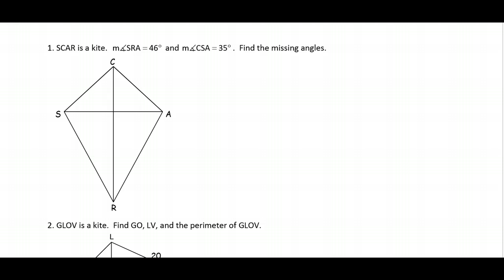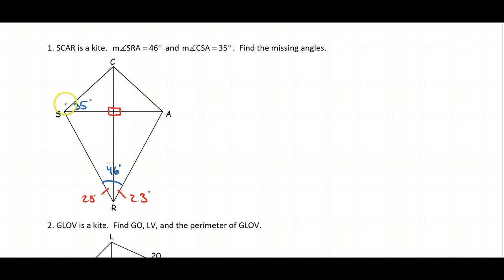So it says kite SCAR is a kite. SRA, the whole thing is 46, and CSA is 35. So that's what we're starting with. Now it says find all the missing angles. Say what? How am I going to find all those angles just based off of that little piece of information? Well, it's exactly what we need. The first thing I would always do is we know they're perpendicular bisectors of each other. So you know they're perpendicular, so they make 90s. The second piece is, you know, this is an angle bisector, the longer diagonal. So it's going to cut 46 into 23 and 23 degrees.